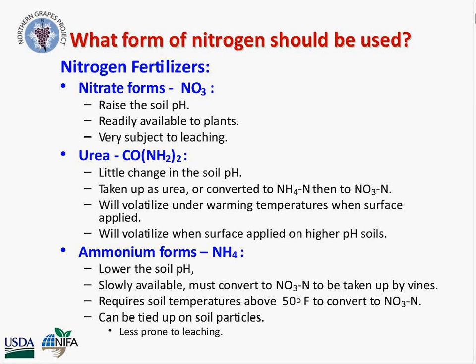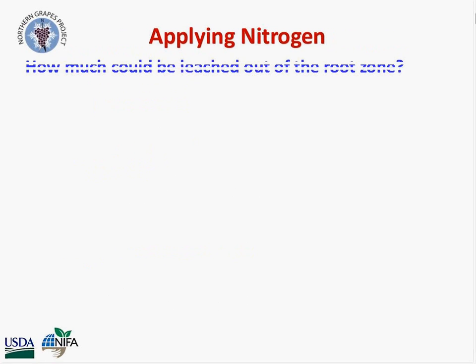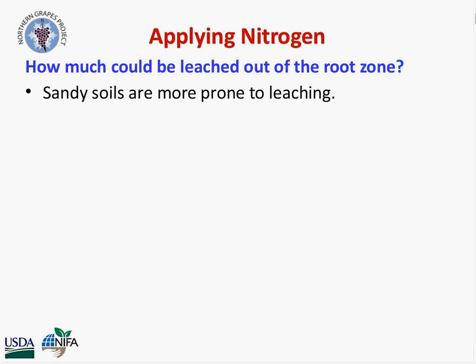As far as applying nitrogen, how much could be leached out of the root zone? Carl kind of went into this already. Sandy soils are more prone to leaching, and so you can spread out applications, half pre-bud break, and then the other half 4 to 6 weeks after bud break. That's one way to approach it. If you're using trickle irrigation, you can apply multiple applications and spread it out, maybe on a weekly basis from bud break to about the 1st of July.